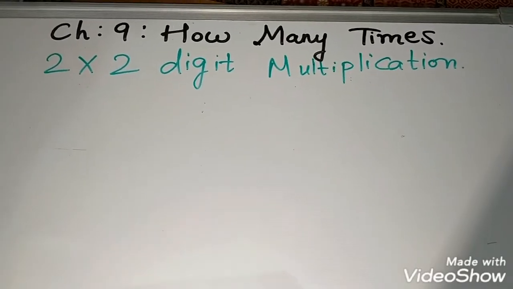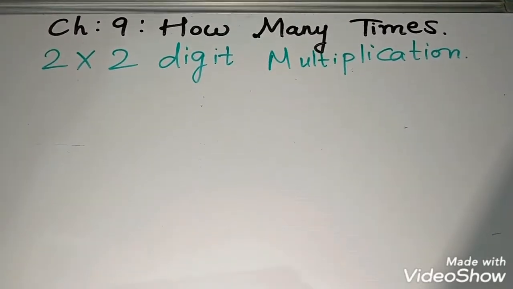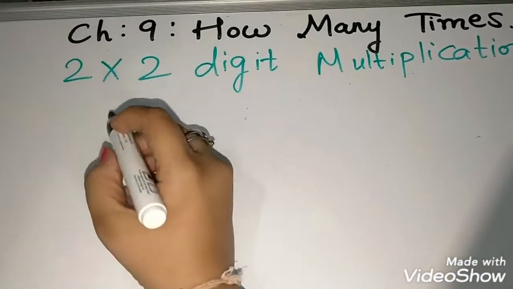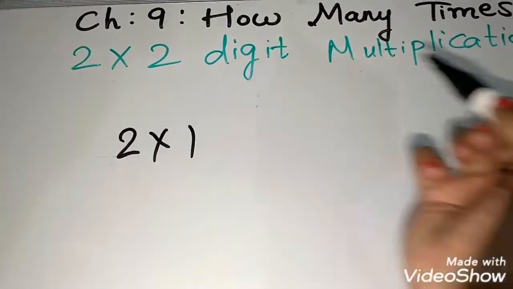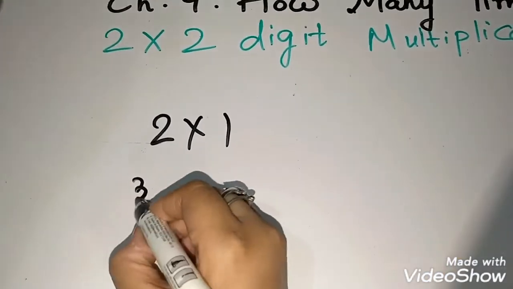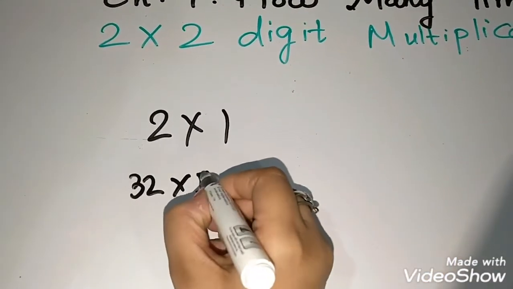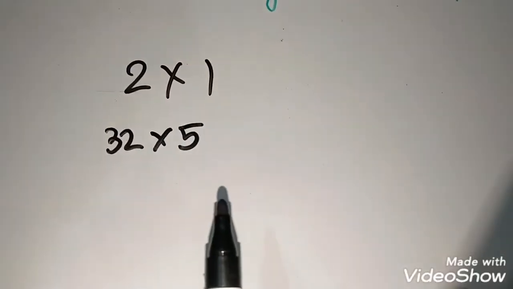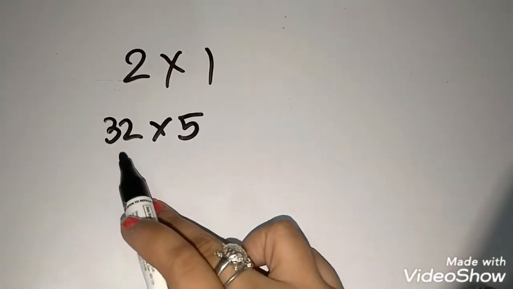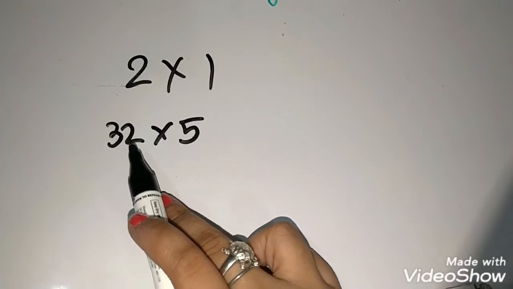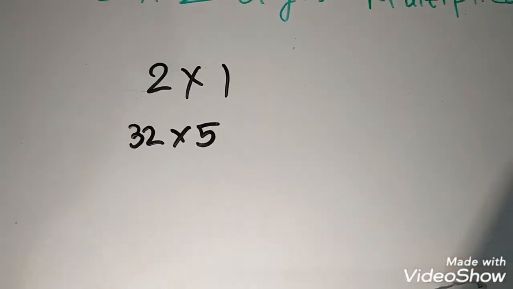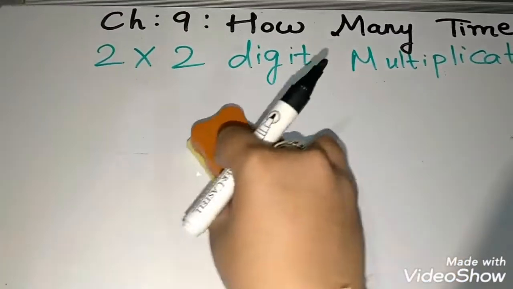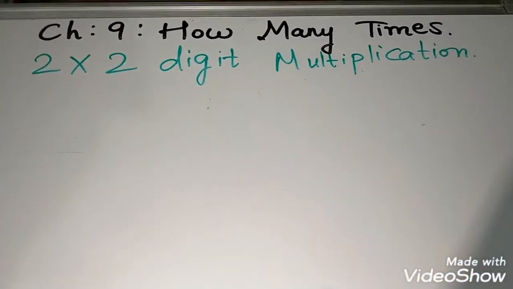Multiplication. In the previous video we have learned the concept of multiplication for 2 into 1 digit. For example, 32 into 5. We have learned the concept of multiplication for 2 into 1 digit by expanding this number. I believe you all are clear with that concept. So, we are moving further to the concept of 2 into 2 digit multiplication.